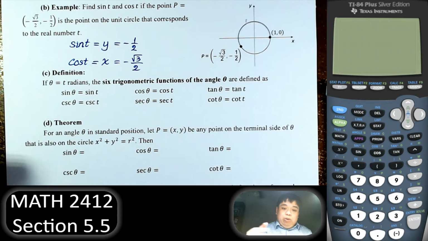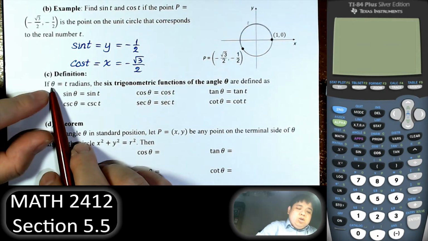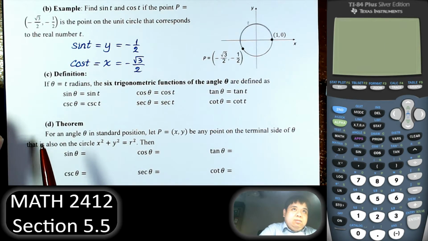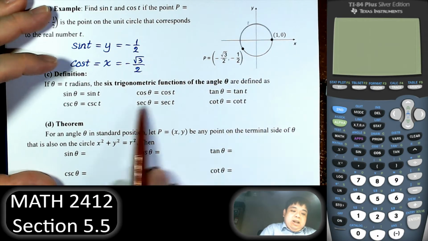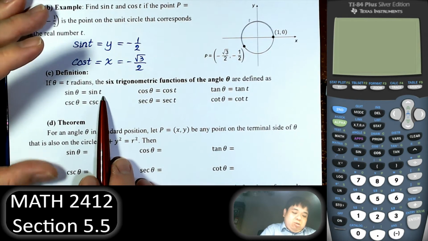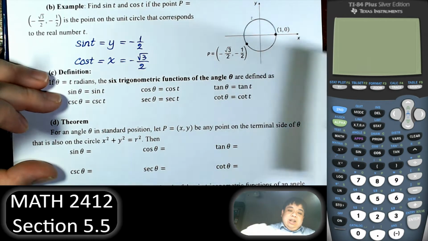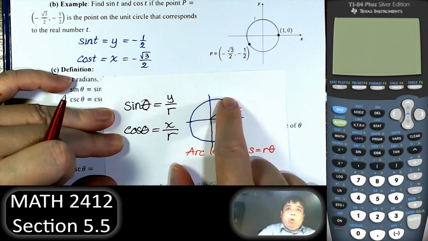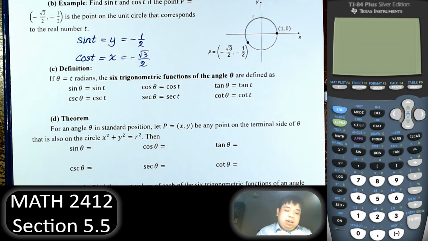And that's exactly what we do here. So if the angle is equal to the arc length in radians, then the trigonometric function of theta is the same thing as the trigonometric function of t. So the trig function for the central angle is the same as the trig function for the arc length on the unit circle. That's exactly what we have here.